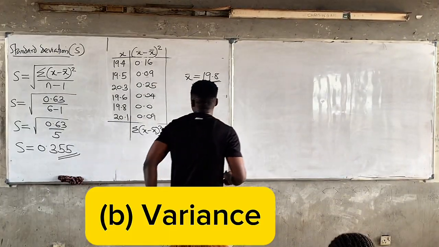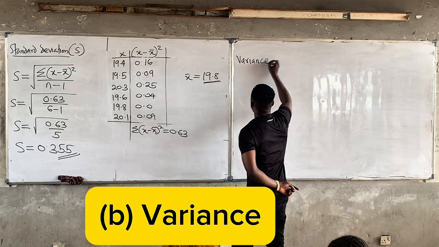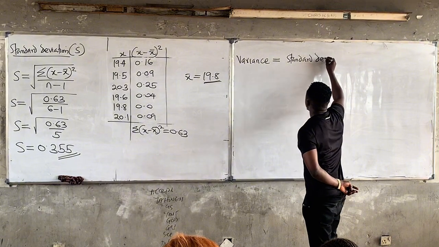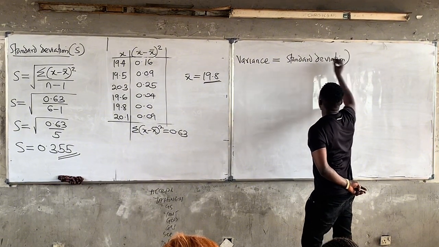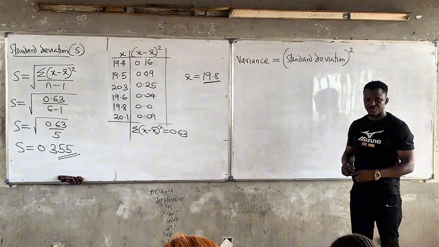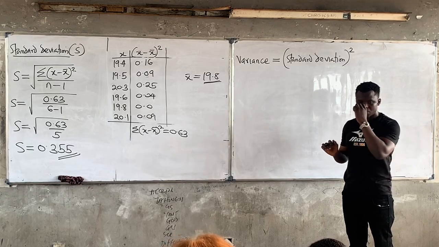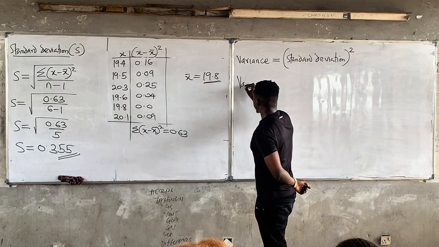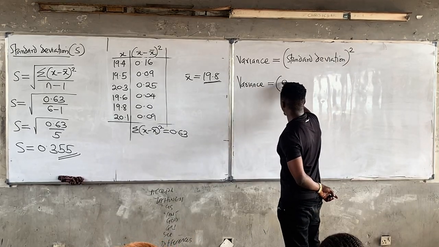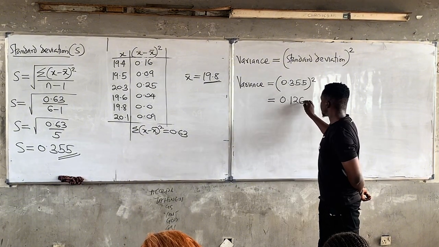All right. Variance equals standard deviation squared. That's the square of the standard deviation. That's the formula for variance. So whatever the standard deviation is, just square it. So my variance will be equal to our standard deviation, which again is 0.355. When you square this, finish.